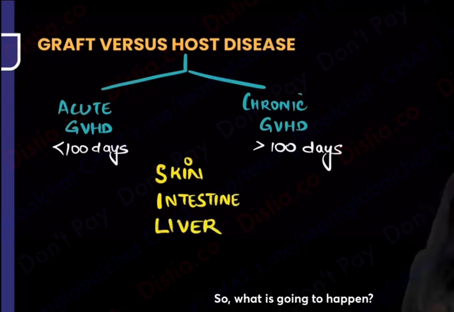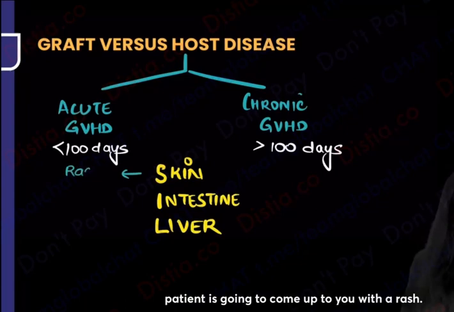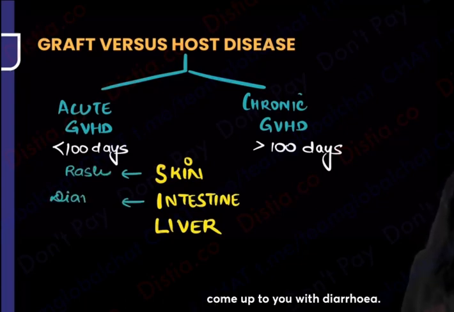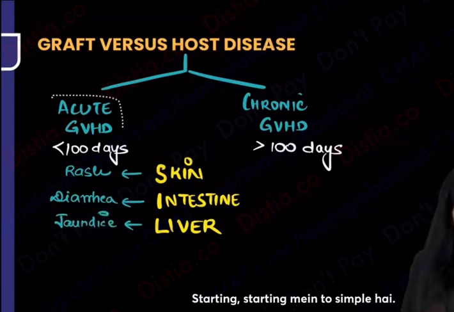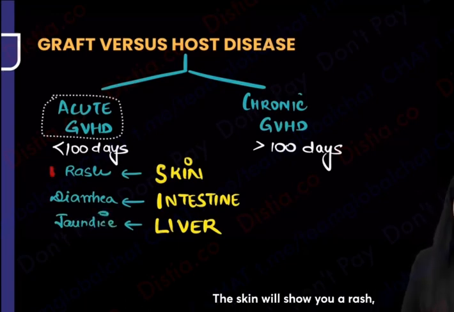So what is going to happen? The skin is going to come up, the patient is going to come up to you with a rash. Next, the patient is going to come up to you with diarrhea, because the intestine is involved. The patient is going to come up to you with jaundice because the liver is involved. But that is all acute. Starting mein to simple hai. The skin will show you a rash, the intestine will show you diarrhea, liver hai to jaundice.